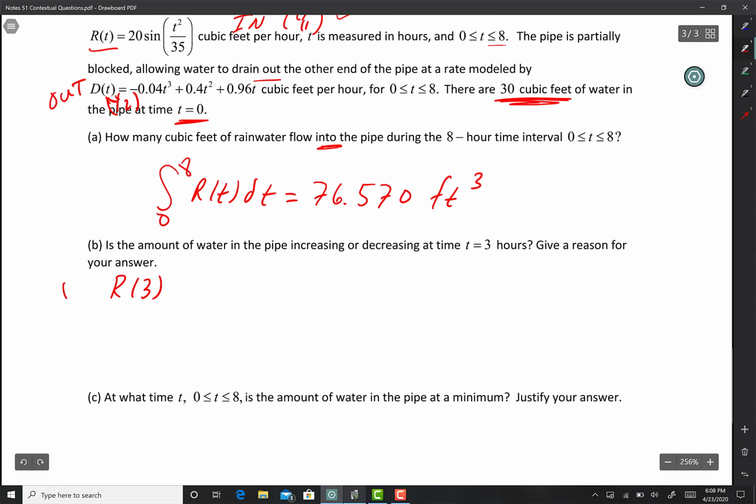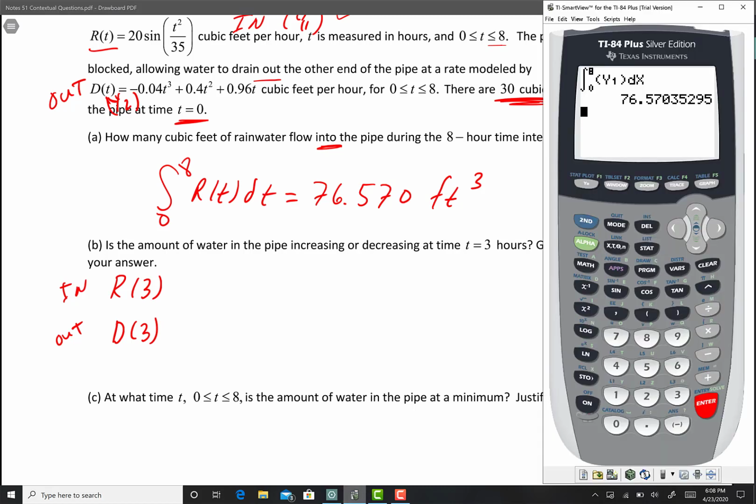This is how much goes in. And I'm going to put D of 3. This is how much goes out. And whichever one is the bigger one is the one that wins. So if there's more water coming in than out, then the amount of water is increasing. If there's more water going out than in, then the amount of water is decreasing. I hope that made sense to you guys.